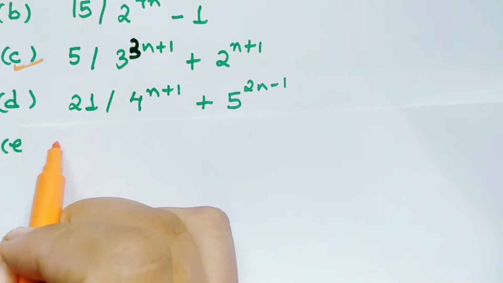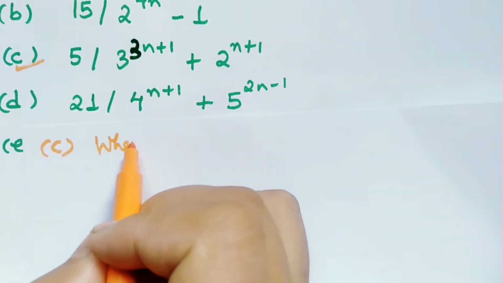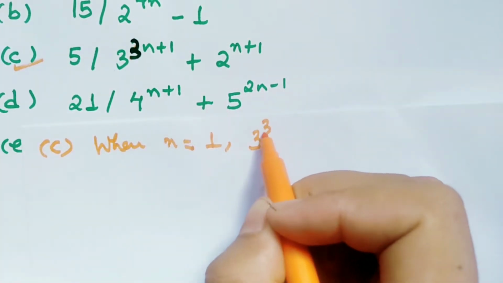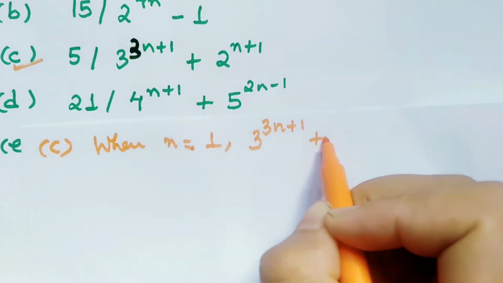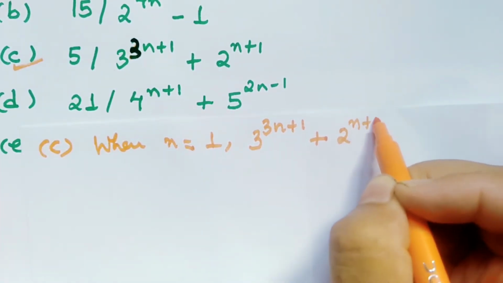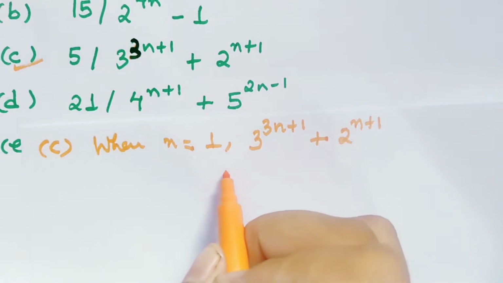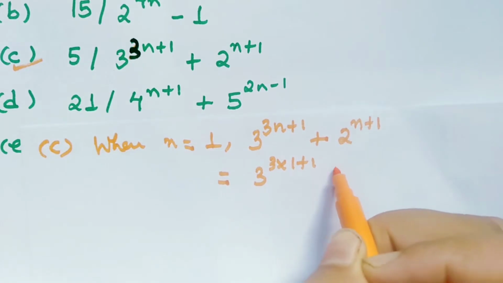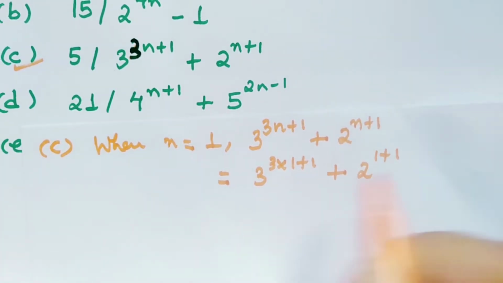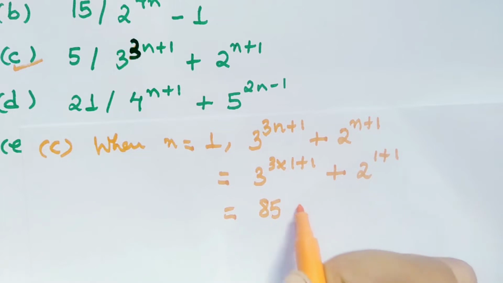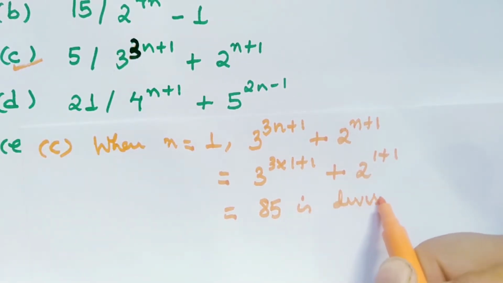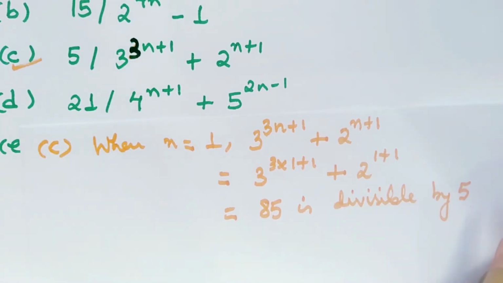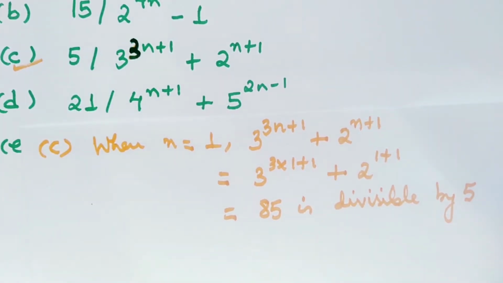First, we check for n equal to 1. When n is equal to 1, 3^(3n+1) + 2^(n+1) is equal to 3^(3·1+1) + 2^(1+1), which is 85, and 85 is divisible by 5. So the result is true for n equal to 1.